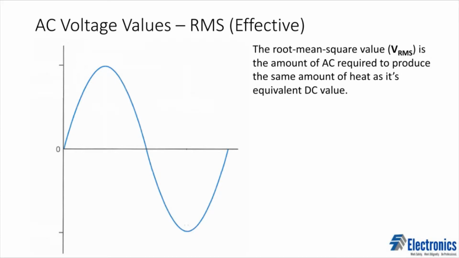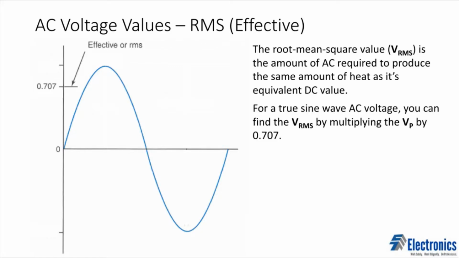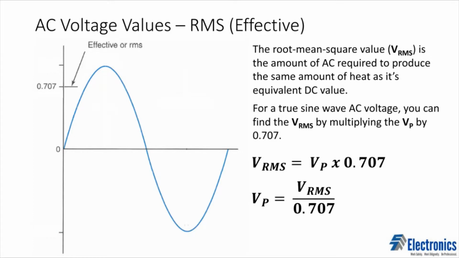So, root mean square value is the amount of AC required to produce the same amount of heat as its equivalent DC value. The value we're dealing with is 0.707. Another time we'll go over how we got that value, but just know that that's the value. For a true sine wave AC voltage, you can find the RMS by multiplying your peak voltage by 0.707. And Vrms equals peak voltage times 0.707, or peak voltage equals your RMS divided by 0.707, or peak voltage equals RMS times 1.414. Like I said, this is what we will use the most.